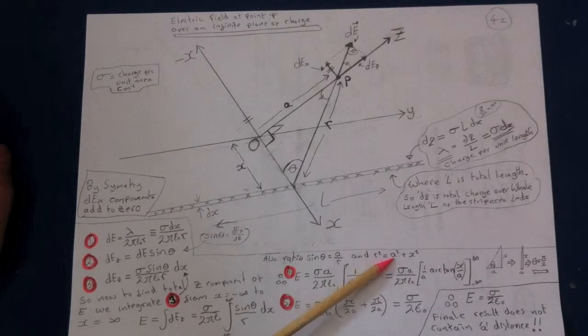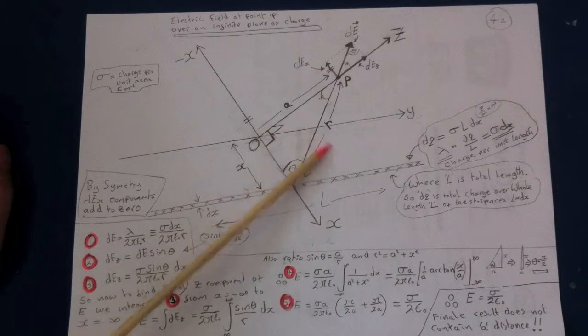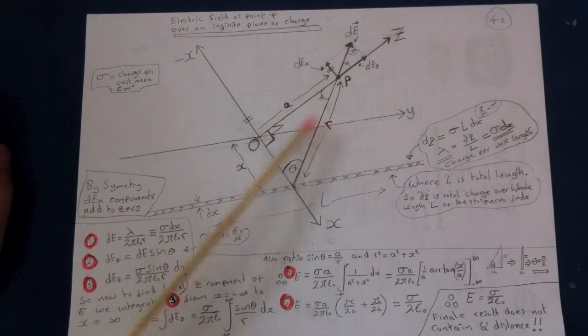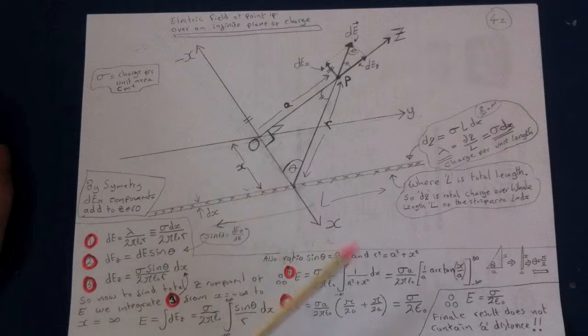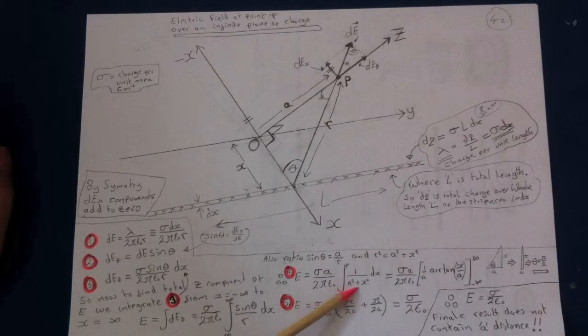So r squared equals a squared plus x squared. You can see that's true: the hypotenuse of a right-angled triangle, so r squared equals a squared plus x squared. So we can write that. That means our r squared, which I said underneath here, when we got a over r squared, we can replace that, pull the a outside, so we end up with this. We've pulled the a outside and we've replaced the r squared with a squared plus x squared.